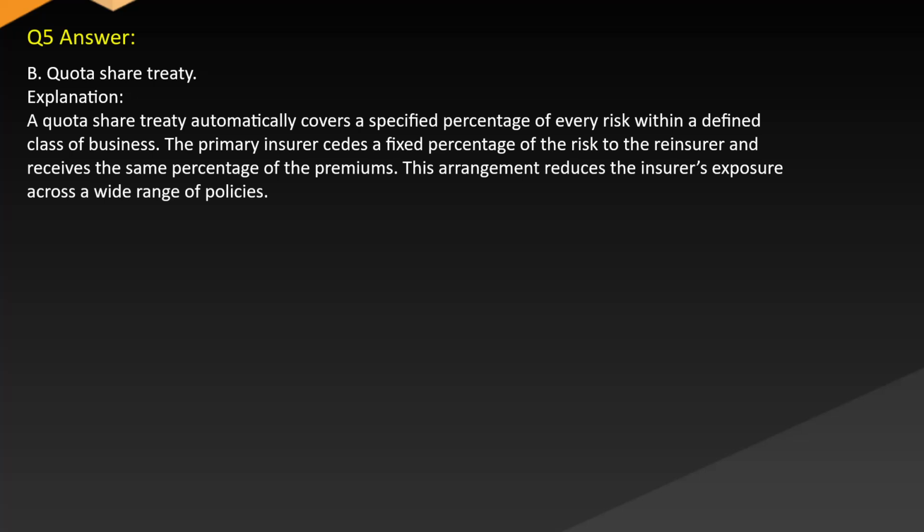Explanation: a quota share treaty automatically covers a specified percentage of every risk within a defined class of business. The primary insurer cedes a fixed percentage of the risk to the reinsurer and receives the same percentage of the premiums. This arrangement reduces the insurer's exposure across a wide range of policies.